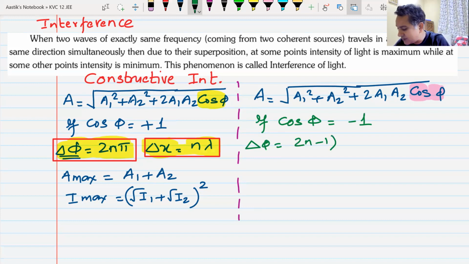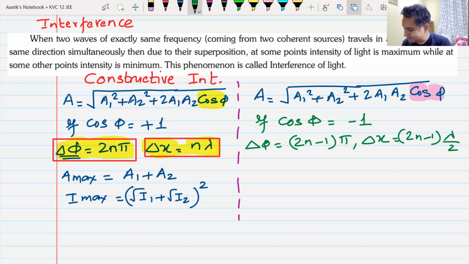So you can write it as (2n minus 1) pi, where n starts from 1. So the first one will be (2 into 1 minus 1) pi, then 3 pi, then 5 pi, then 7, then 9, then 11. Or you can convert this into the path difference delta x. Delta x will be (2n minus 1) lambda by 2, odd multiples of lambda by 2. You will have minimum intensity, minimum amplitude. And no prizes for guessing this one, you will have it as a1 minus a2.